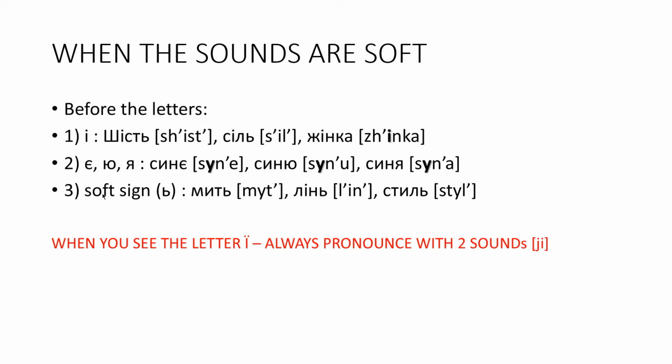Okay, the next case is when there is a soft sign. Yes, I will also explain to you in this video about the soft sign. So the name of this sign tells us what it does. It softens the consonants that stand before the soft sign, like in the words мить, лінь, стиль. Yes, we don't say мить, лінь, стиль in a hard way. We say мить, лінь, стиль.